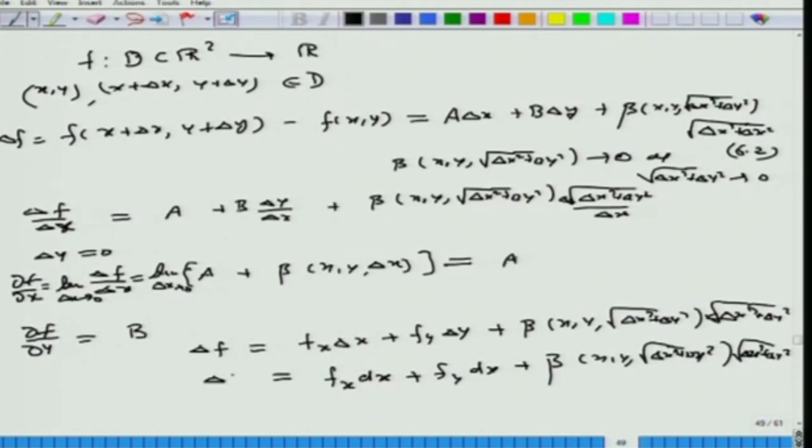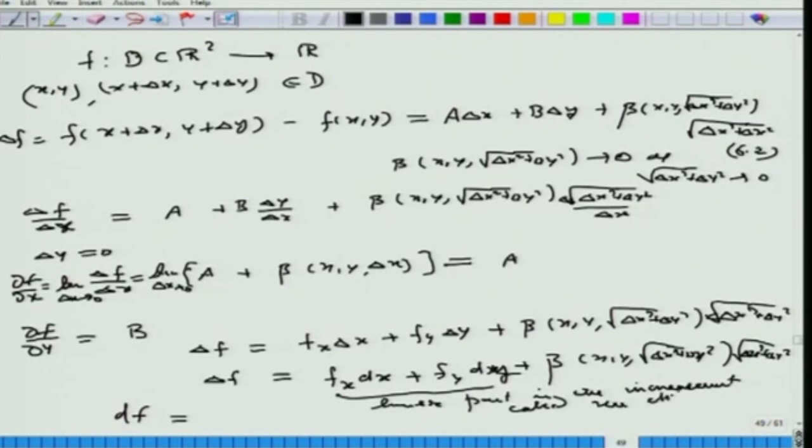And so, this is the linear part in the increment, because this is linear in delta x, which is nothing but dx, and delta y, these are independent variables, and therefore delta x will be the same thing as dx, which we have seen, and delta y will be dy here. So, that linear part is called the differential, and so df is given by f x dx plus f y dy. So, that is the situation for functions.